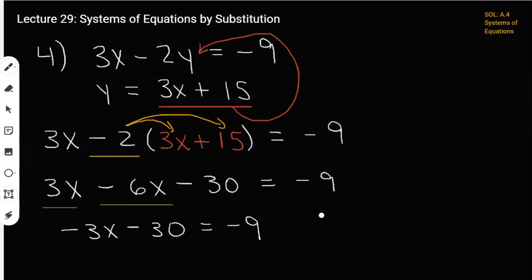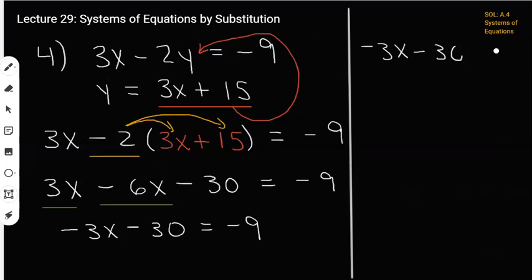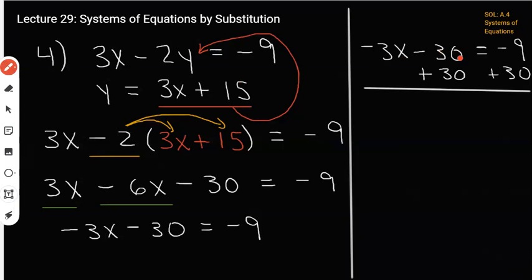So go ahead and try solving this for x, and I'm going to do it on the right side of the screen. You would have to get rid of that -30 first. So let me go to the right side. I'm going to add 30 to both sides. That's going to get rid of the 30s and leave me with a -3x.